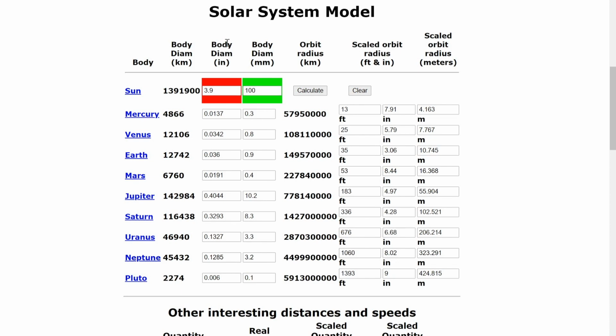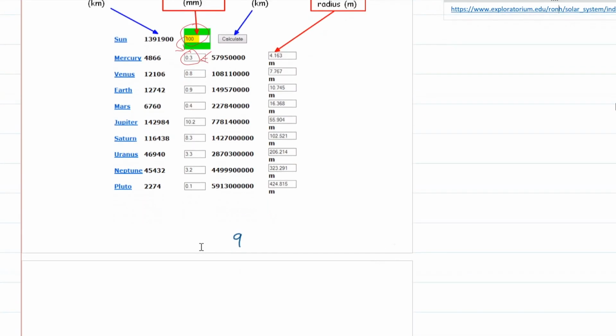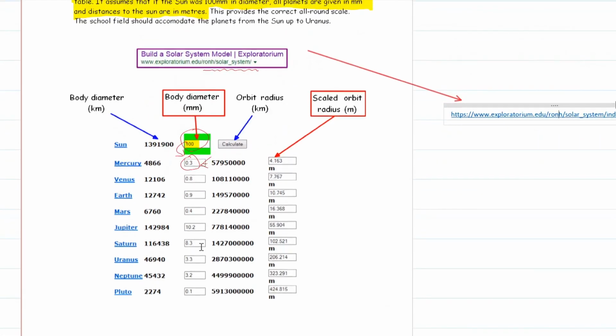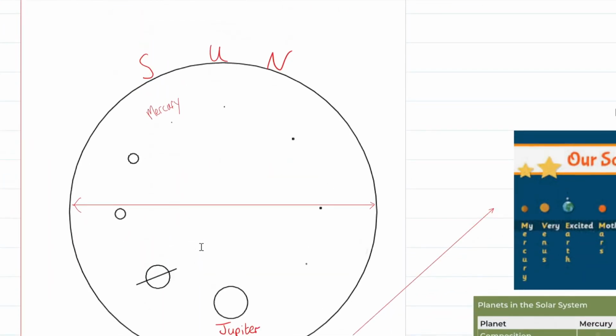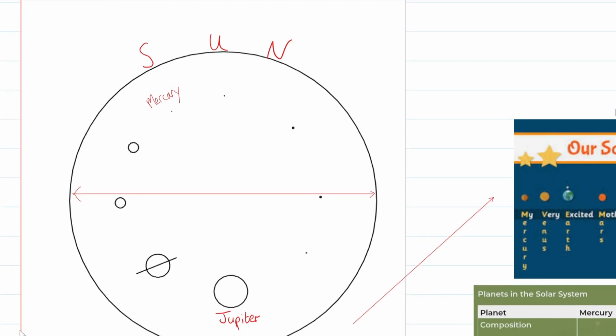If we're working in other values, so if you look at the body diameter in kilometres for the Sun, you've got the actual values here for the different planets. Okay, so I'd like you then to just use this information and label the different planets on the next page, please. Press pause, and when you've labelled them all, then press play.